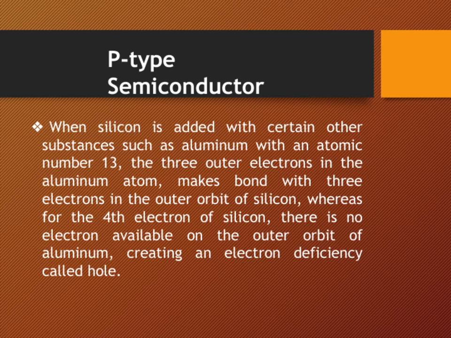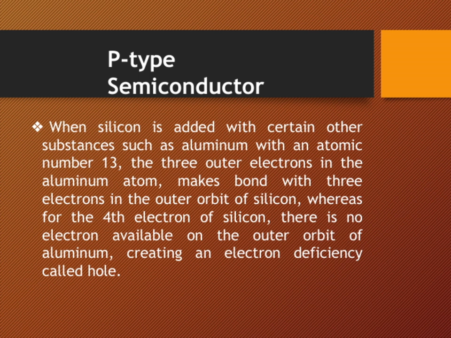So, when silicon is combined with certain other elements like aluminum, which has an atomic number of 13, interesting things happen. The key point here is that aluminum has 3 outer electrons, and these electrons can form bonds with silicon. Specifically, those 3 outer electrons of aluminum bond with 3 electrons in the outer orbit of silicon. This bonding process creates a stable structure.